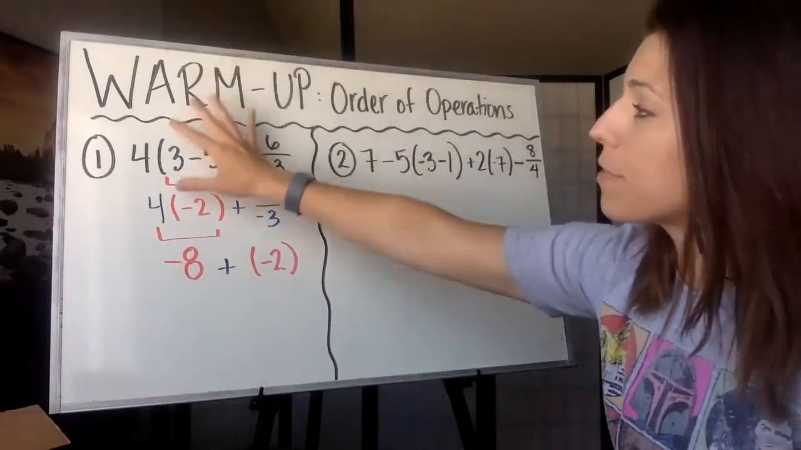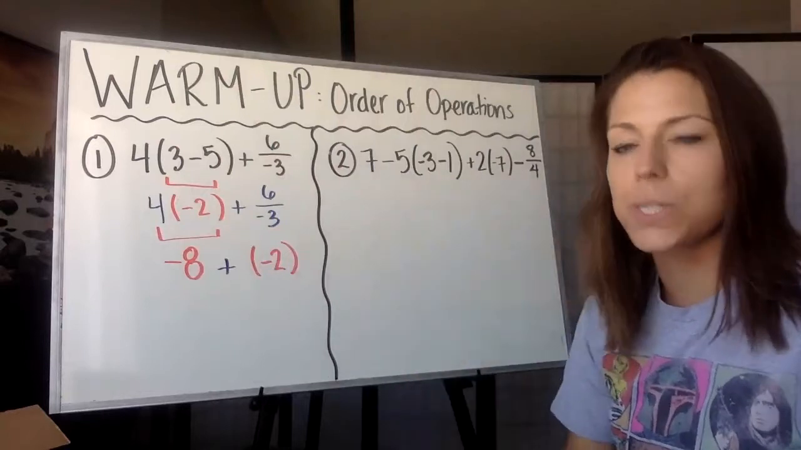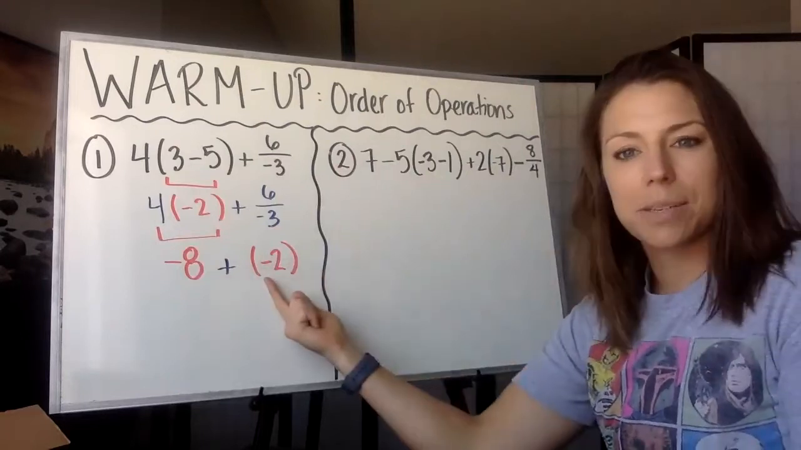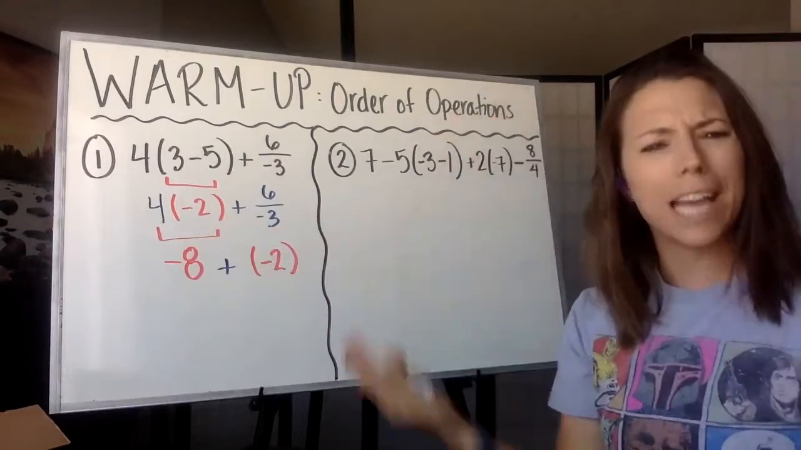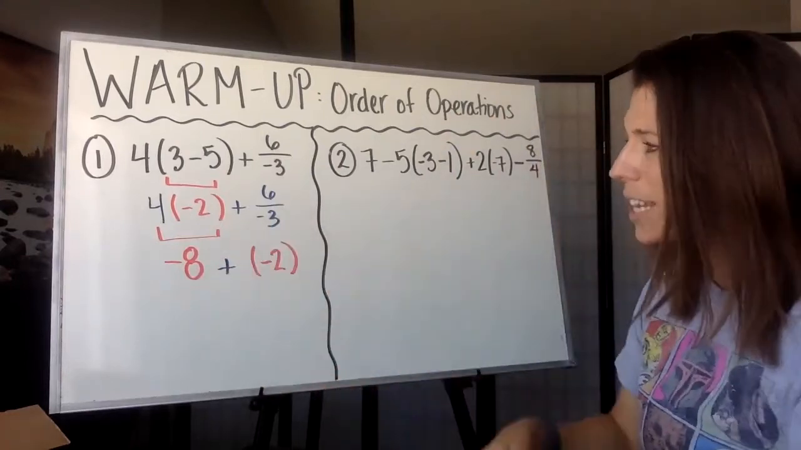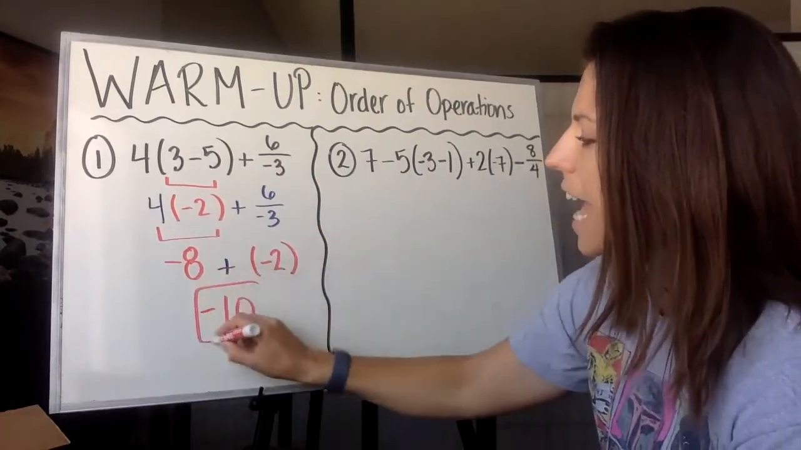All right, so now that I've simplified my groups, I've simplified my products and my quotients, I'm just left with integers, negative 8 plus negative 2. Now, some of you might want to change this into subtraction, but when both integers are negative, think of it as you're just totaling up negatives. If I have 8 negatives here and I add 2 more negatives to it, I'm going to end up with a grand total of negative 10.